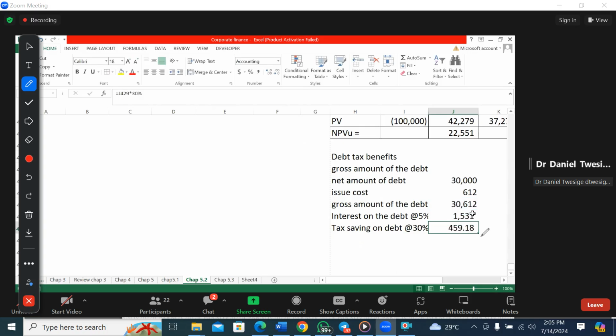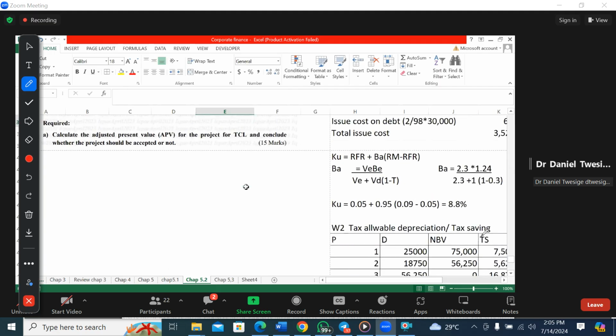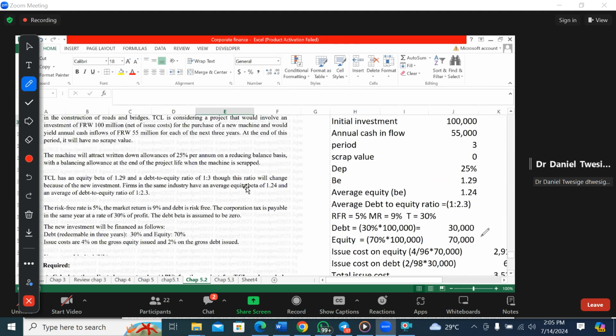So I think we have finished everything based on the question we have. My worry is we are not told whether to consider the issue costs as tax-allowable, because the question has not said that. So it's a gamble. If they did not say it, we will assume that the debt is not attracting tax, that there is no tax on issue cost.